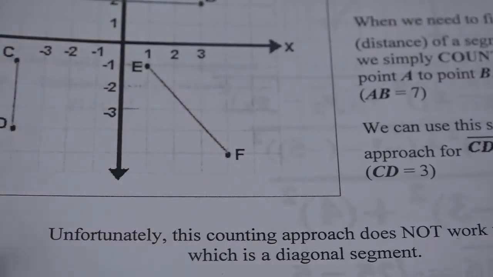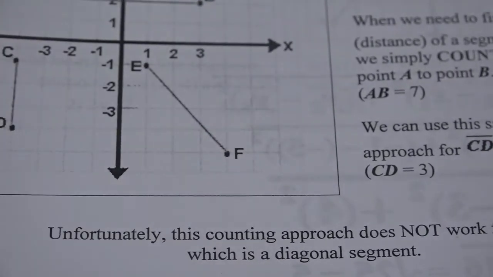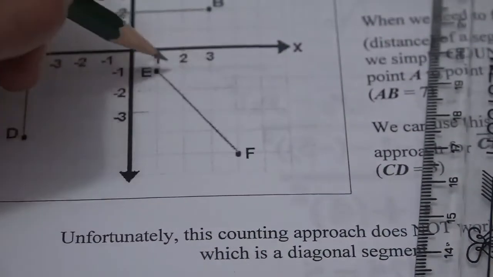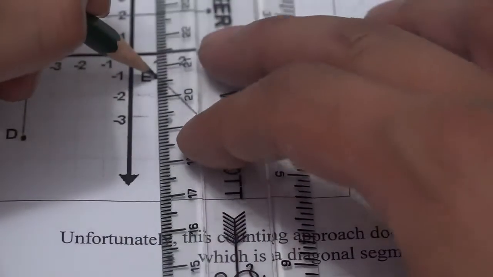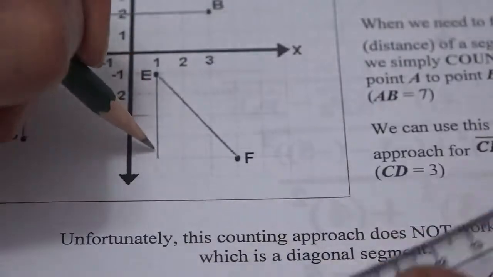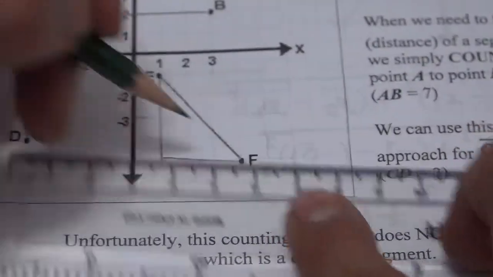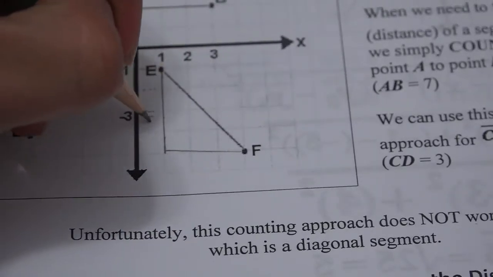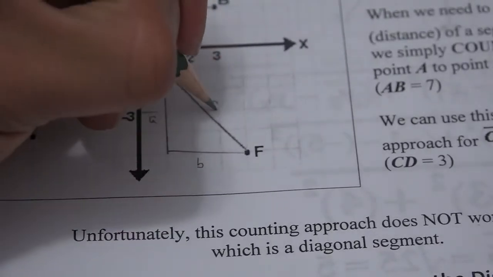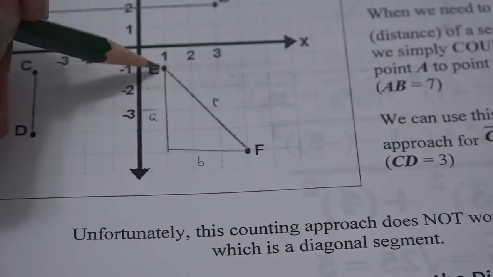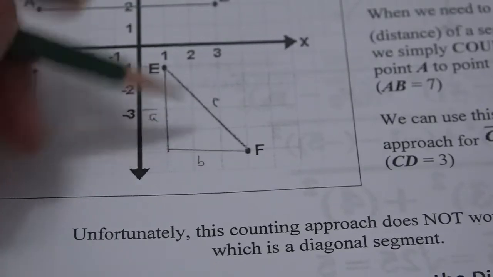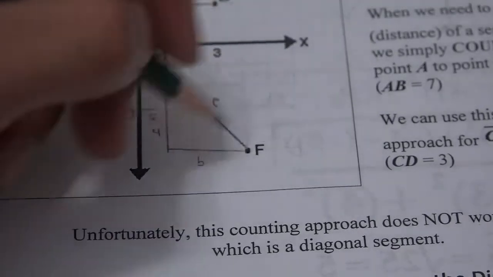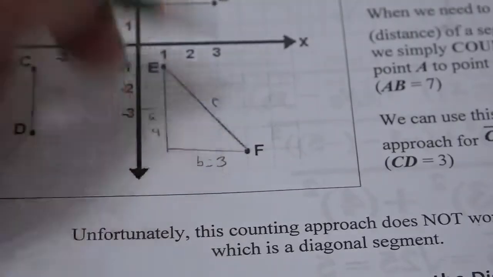So the approach that you can take in case you ever forget the distance formula is you could create a right triangle. You see this? You could create a right triangle right here. Then we count the units. Let's call this A and let's call this B, and of course the hypotenuse is always C. So A is 1, 2, 3, 4. So this is 4 units. B is 3 units. Okay, 1, 2, 3.